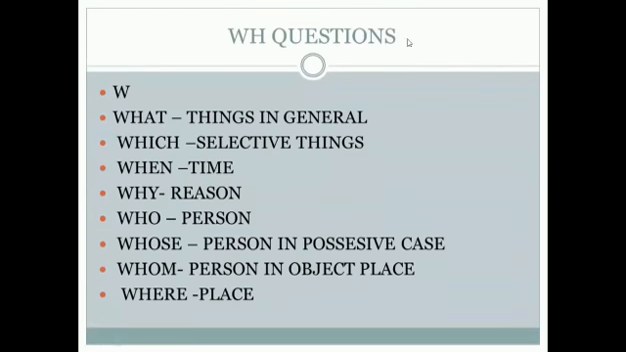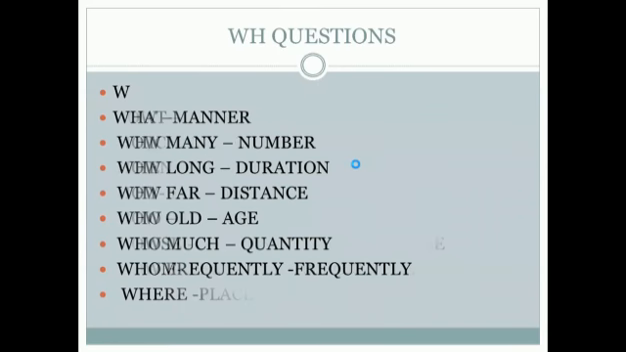And WH questions, it was new. So we have to see that W refers to what, which, when, why, who, whose, whom, where. So in W, what should be used for things in general, and which for selective things, and when refers to the time, and why for the reason, and who for the person, and whose for a person in possessive case, and whom for a person in object place, and where should be used in front of place.